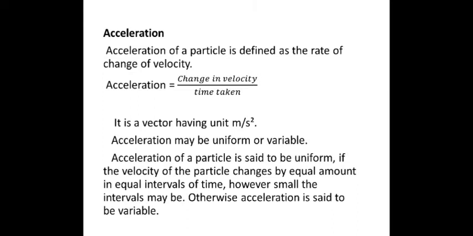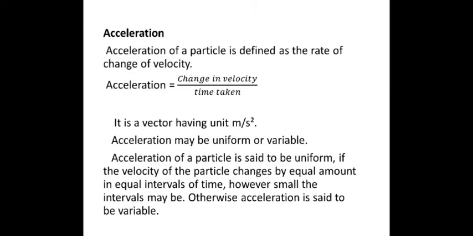Acceleration has direction because it depends on velocity. Acceleration is directly proportional to change in velocity. Velocity has direction, velocity is a vector quantity, so acceleration is also a vector quantity. And the unit of acceleration is meter per second square.